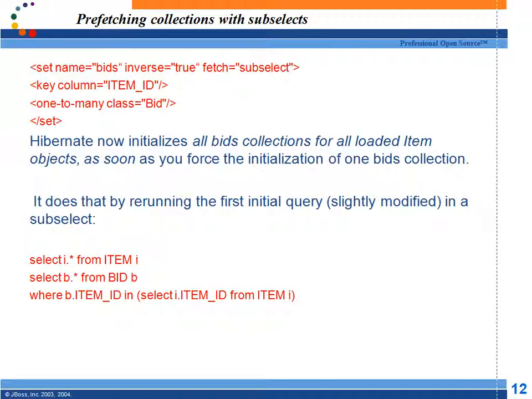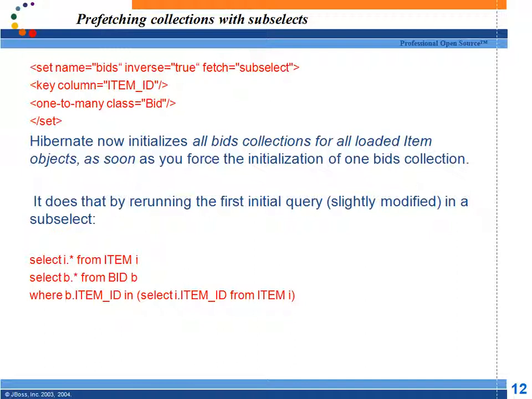Now, prefetching with subselect. If you see, fetch equal to subselect I have configured. For the set I have specified fetch equal to subselect. It means whenever I try to initialize the bids, it will use a subquery and get all the bids. Hibernate now initializes all the bids collections for all loaded item objects as soon as you force the initialization of one bid collection. It does so by rerunning the first initial query, slightly modified.